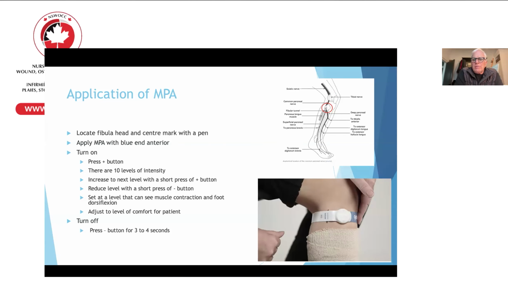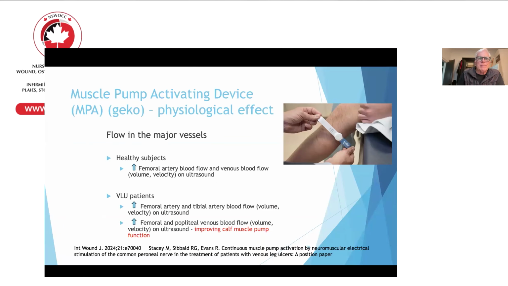And this is just showing you very briefly how to apply it. I won't go into that in any detail today, but it can be adjusted to a level where you get muscle contraction, ideally get a little bit of foot eversion and dorsiflexion. But you can adjust it to a level that the patient finds comfortable, and it can be turned off when the 12 hours have been done.